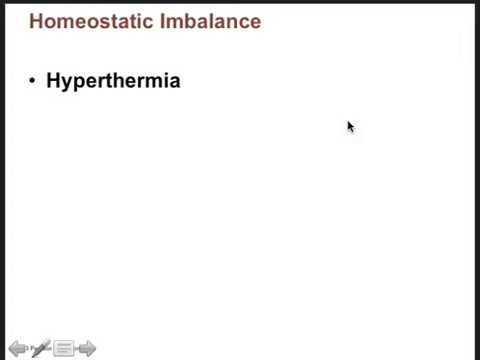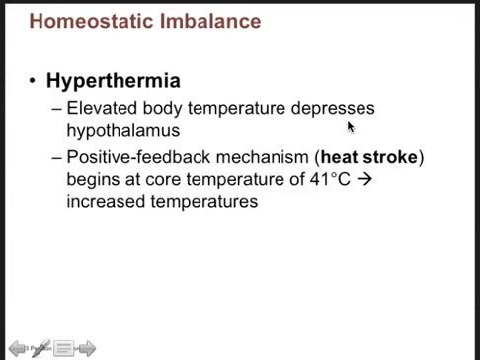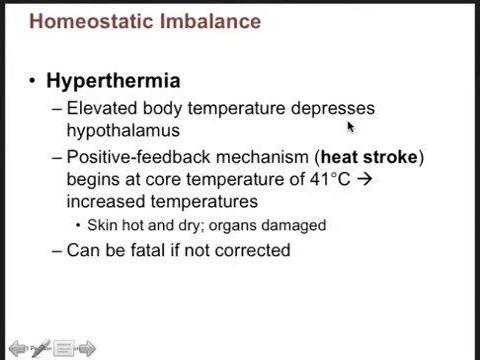Hyperthermia is an elevated body temperature that depresses hypothalamic activity. There's a positive feedback mechanism which is meant to prevent heat stroke, and it begins at a core temperature of 41 degrees centigrade. This results in increased temperatures. The skin gets hot and dry, and the organs can become damaged at this point. This can be fatal if it's not corrected.